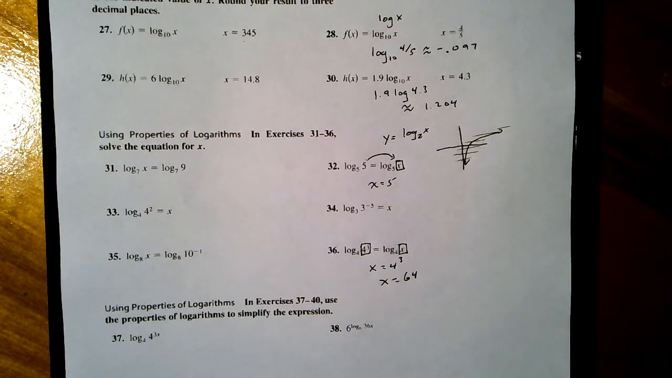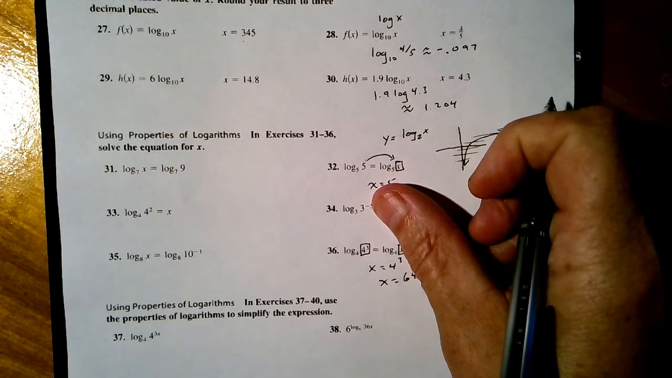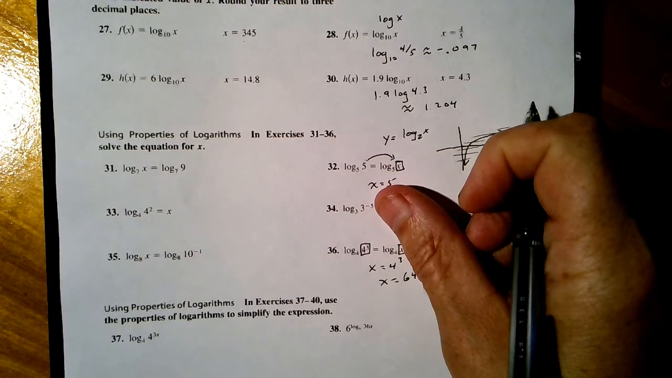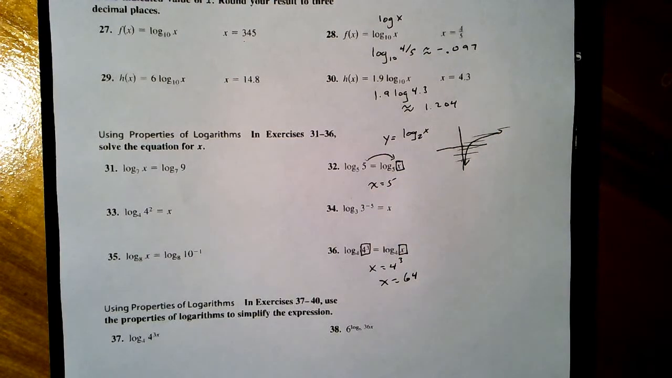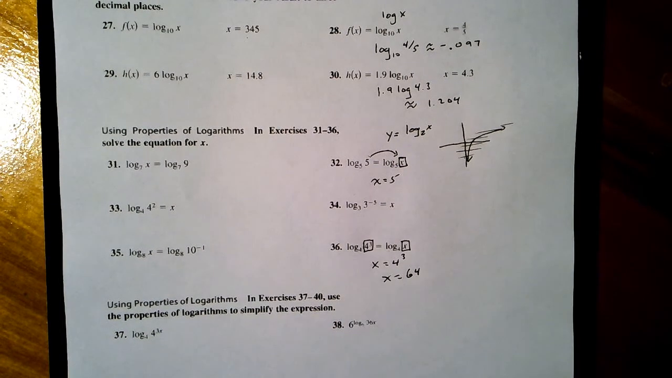Okay. Now, 34, a little bit different. This one's going to rely heavily on the definition of a log. Forget about x for a minute. This thing right here is the exponent that turns 3 into 3 to the negative 5th. Let that soak in for a second. This is the exponent that turns 3 into 3 to the 5th.